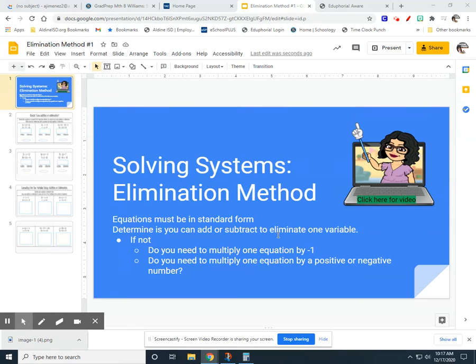So now we're going to be doing the elimination method. Equations must be in standard form. You have to determine if you're going to use addition or subtraction to eliminate one variable. If not, do you need to multiply one variable by -1? Do you need to multiply one equation by a positive or negative number so that they can have the same coefficient? Okay? So let's go ahead and go to this.